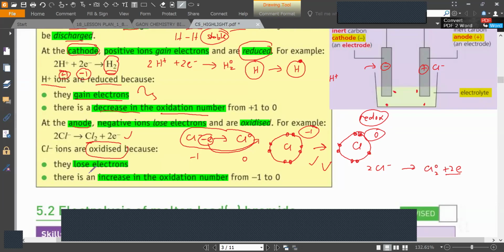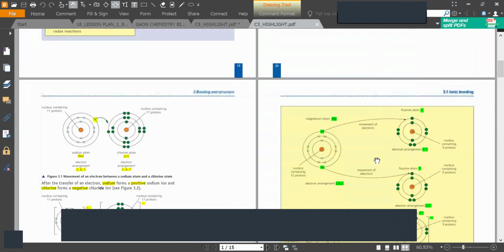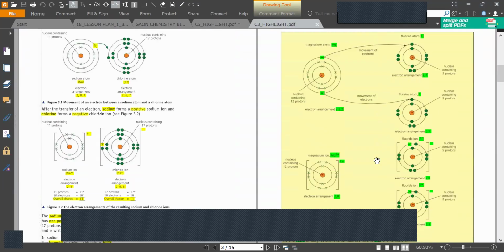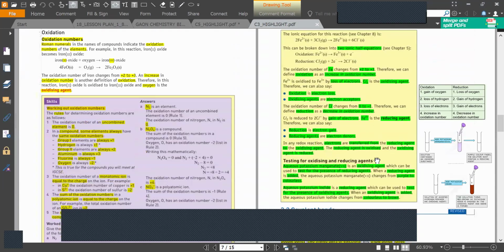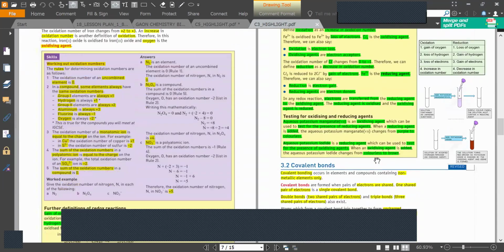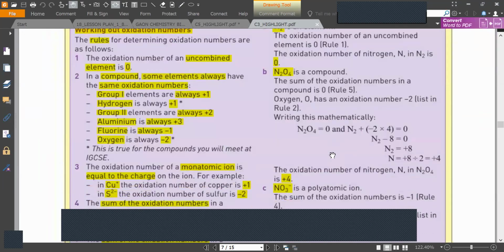What we might do is quickly go back to our topic before. Okay, maybe it's this one. We just quickly recall what it means. Here, working out oxidation number.